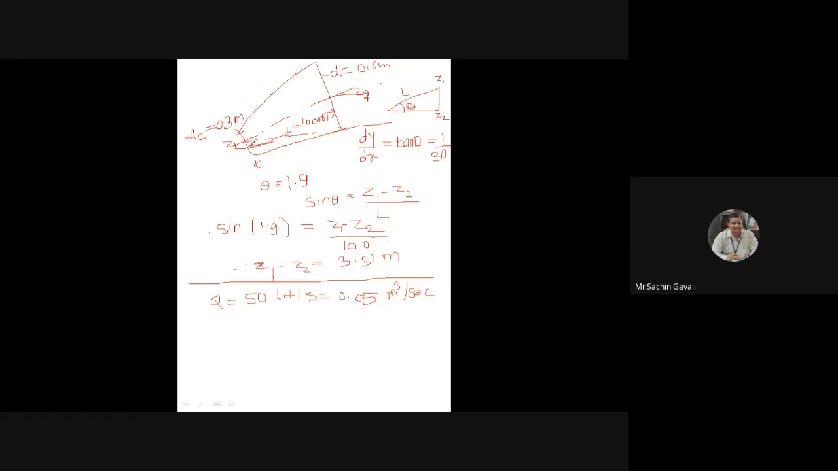Now from this Q value we can calculate V1 and V2. V1 is equal to Q divided by A1. Q is equal to A1 V1, therefore V1 is equal to Q divided by pi by 4 D1 square. Everything you are knowing: Q is 0.05, D1 is equal to 0.6, and you calculate V1 in terms of meter per second.